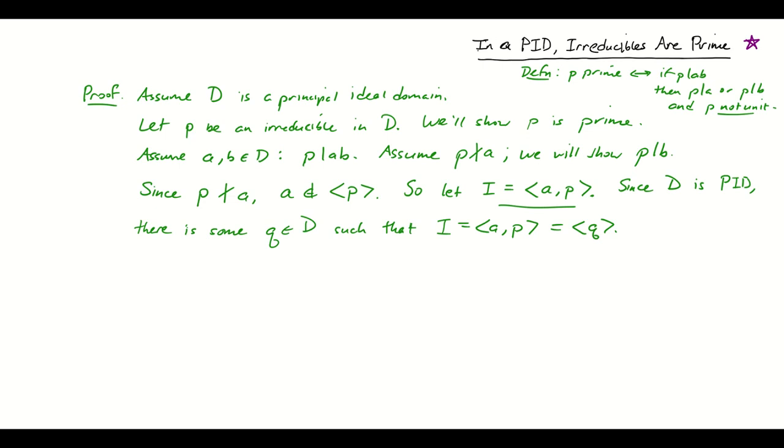Now, just a note on strategy here. Keep in mind that the one thing that we know about P is that P is irreducible. So our strategy needs to be oriented towards writing P as a product of two things and then using the fact that one of those things has to be a unit. And this is where we're going to start to do that. So we know that P belongs to the ideal generated by Q, because P certainly belongs to the ideal generated by A and P, so P has to belong here.